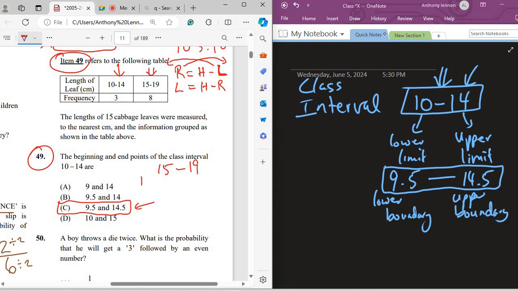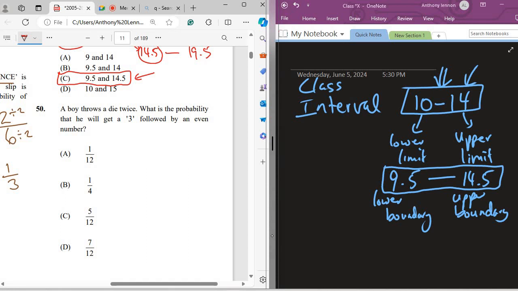What measurement will be used? 14.5 to 19.5. Those are the boundaries. And notice that we have 14.5 again, just like with the previous one. So 14.5 is the upper boundary for the 10 to 14 category, and 14.5 is the lower boundary for the 15 to 19 category. But if a leaf truly measures 14.5, when we round it off, it's going to be 15. I'm just giving some added information. So C is the answer. It is telling you that if you have a leaf measuring from 9.5 and anything up to less than 14.5, we're going to use the class interval 10 to 14. Hope that makes sense.